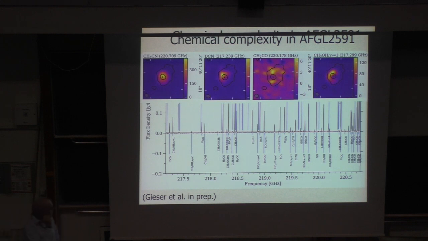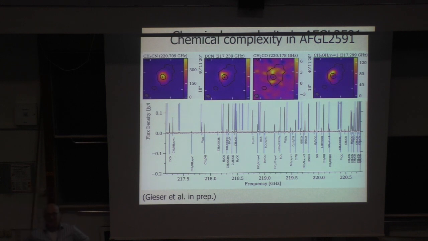The analysis of this region was done by Caroline Gieser during her master thesis. She is now expanding this, including all the modeling. We try to understand the chemical evolution of high-mass star formation, and this is just to give you a glimpse of the direction we are going, to do the whole sample from a chemical point of view.